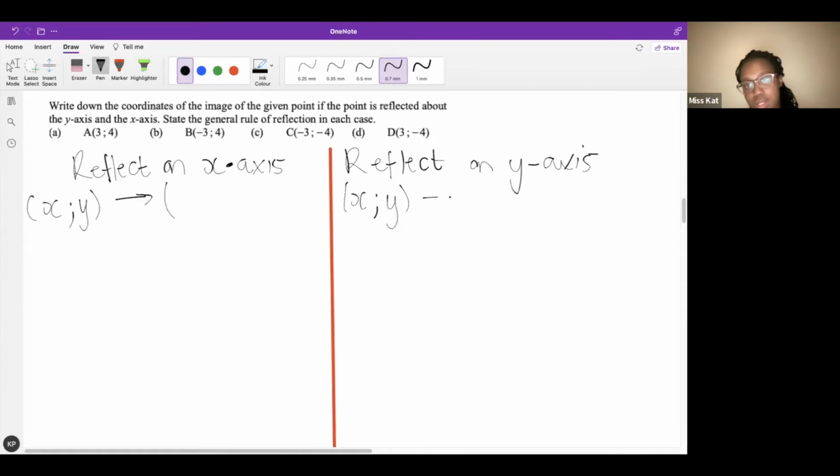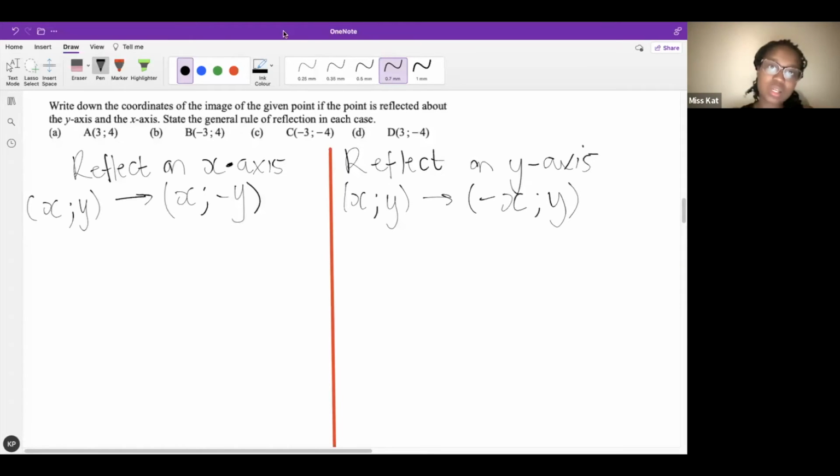Okay, wait. We haven't started with the question. I'm saying, if we are reflecting on the x-axis, is it the x or the y that changes the sign? It's vice versa. Okay, so the x will remain the same and the y will change signs. And the other one, if we're reflecting on the y-axis, which one will change? The x. Nice, Fatima. You're doing a good job.